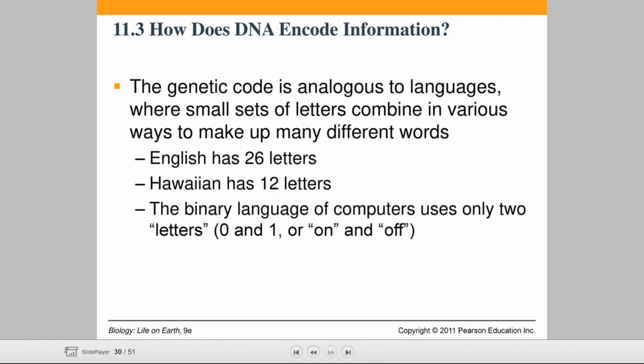Now, the genetic code ATCG is analogous to languages. We have A, B, C, D, E, F, G, H, I, J, K, L, M, N, O, P, up until Z, where small sets of letters combine in various ways to make up many different words. English has 26 letters, same with Bahasa Indonesia also. Hawaiian has 12 letters. And in computer science, the binary language of computers uses only two letters, 0 and 1, or on and off. In biology, we have four.